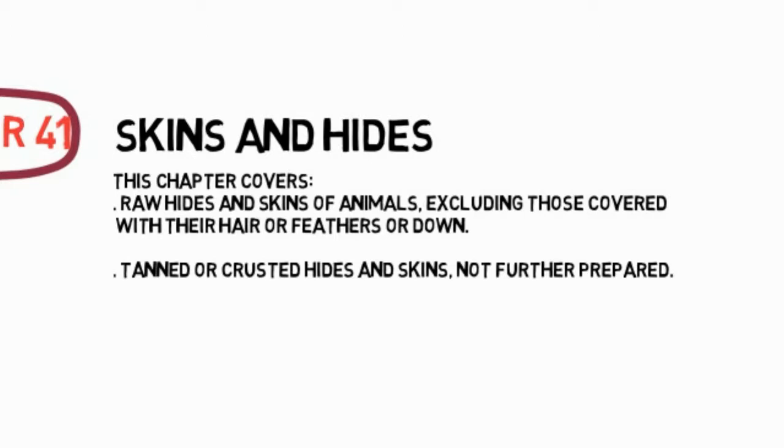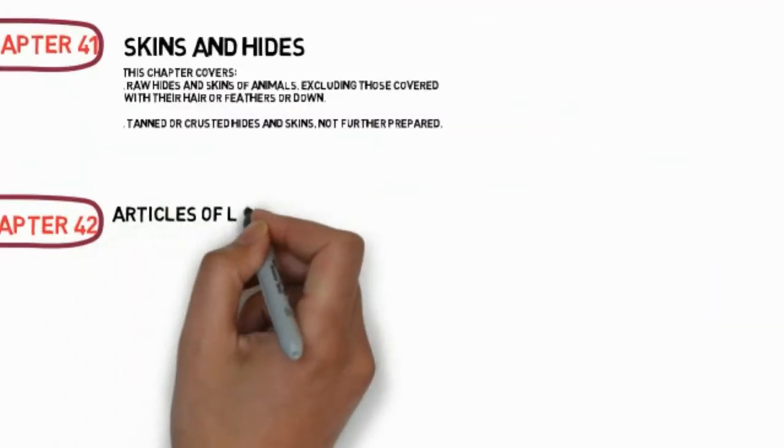This heading does not include imitations of leather not containing natural leather, such as coated fabrics of Chapter 59, paper and paperboard of Chapter 48, rubber of Chapter 40 and plastics of Chapter 39.